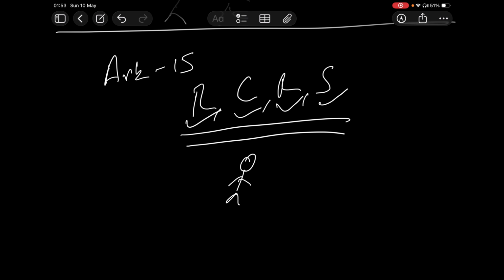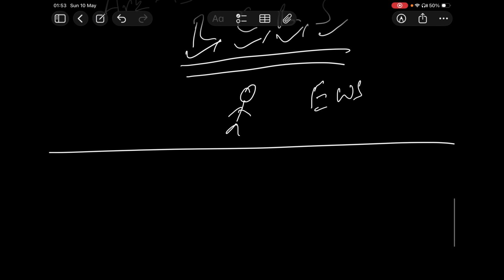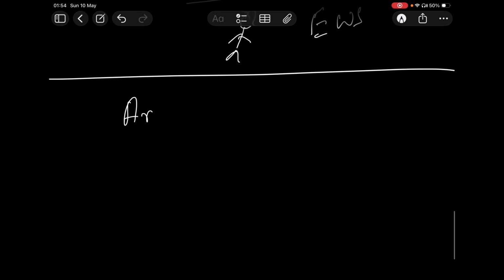At the same time, the Constitution also allows reservations for socially and educationally backward classes or economically weaker sections. Because real equality sometimes requires support for weaker sections of the society. That is Article 15, which prohibits discrimination. Now, let us go to Article 16.